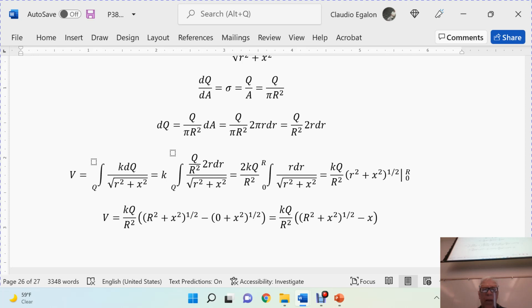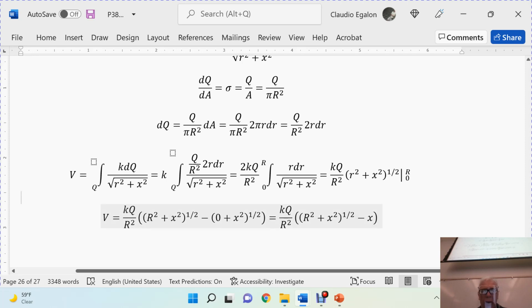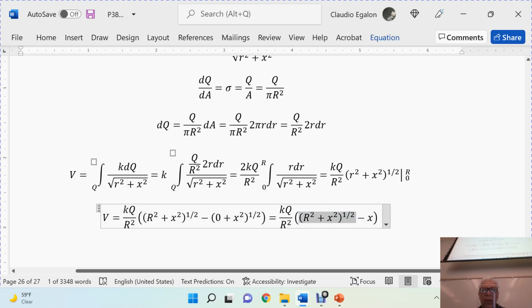Let's see if it makes sense in terms of dimensional analysis. What we have here is the R, right? Units of distance and units of distance. Units of distance squared, right? Cancel out the distances, so you get kQ over units of distance. So that makes sense.